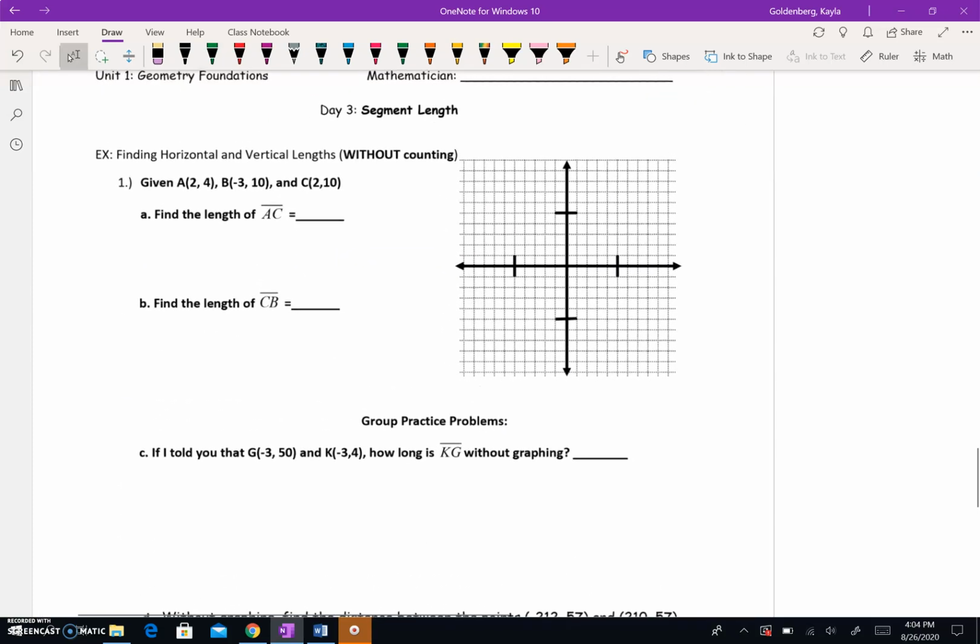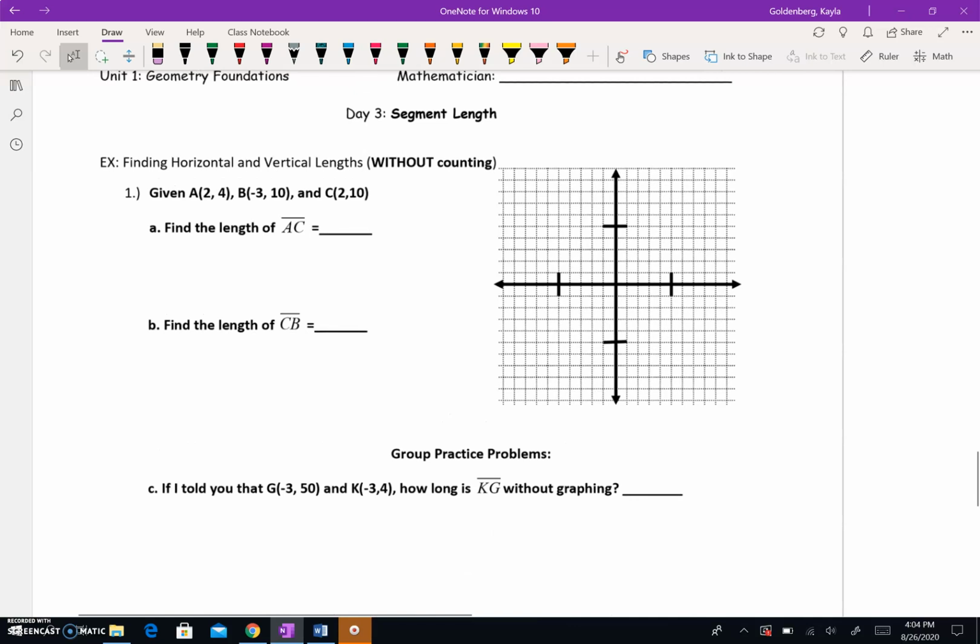So finding segment length, the first thing we're going to do for this one is we're going to plot these points. And we're going to find horizontal and vertical lengths, and we're going to try and do it without counting. So we're going to look for a shortcut as we're doing this. Make sure to pause the video if you need to, write down our title, write down the problem. And I'm going to plot these points. So A is 2, 4. B is -3 and then 10, so down here. And C is 2, 10.